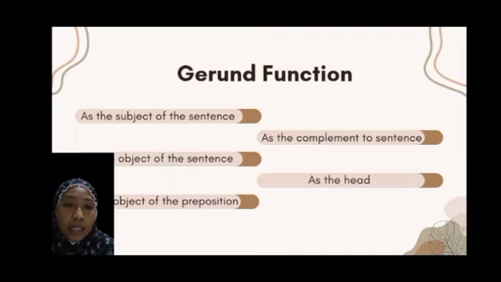The third, indirect object gerunds. Gerunds can serve as the indirect object of a sentence. For example, they make jogging a priority, or she never gets studying much though.